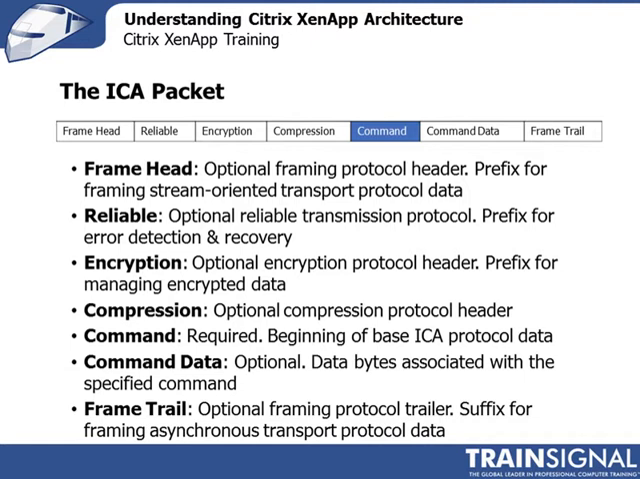If you wanted to add a reliability frame from a transmission protocol perspective, the ICA packet will add the reliable frame to its packet and then send it down. Encryption: if you're trying to use encryption within the ICA protocol, then the encryption protocol header would have to be added to the ICA packet in order to provide the encryption necessary for that particular packet. Compression: if you've enabled compression at the ICA packet level, then you will need an optional compression protocol header. That's what manages the compression of a particular ICA packet.